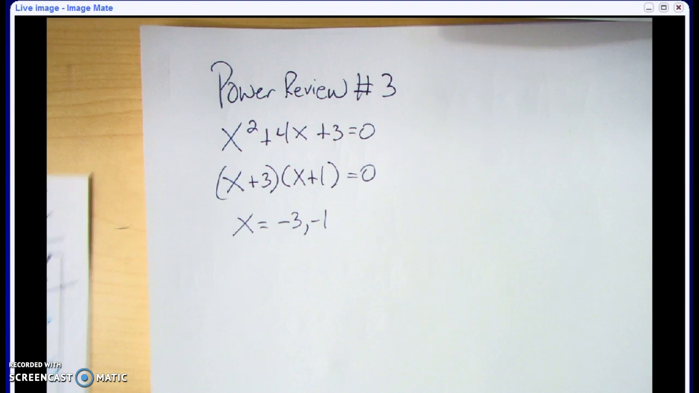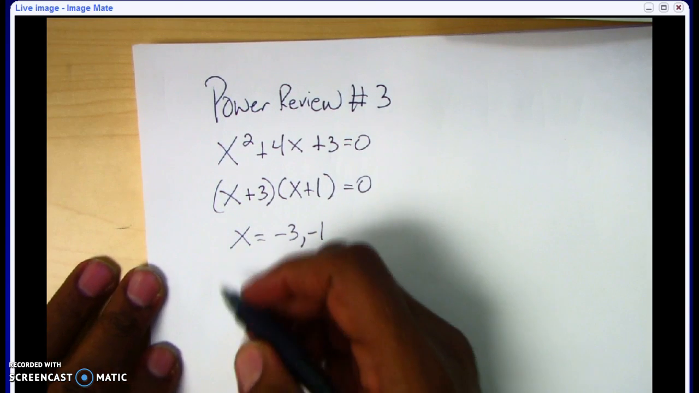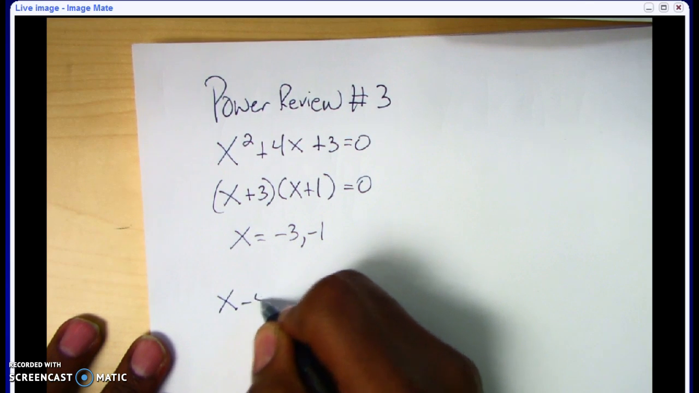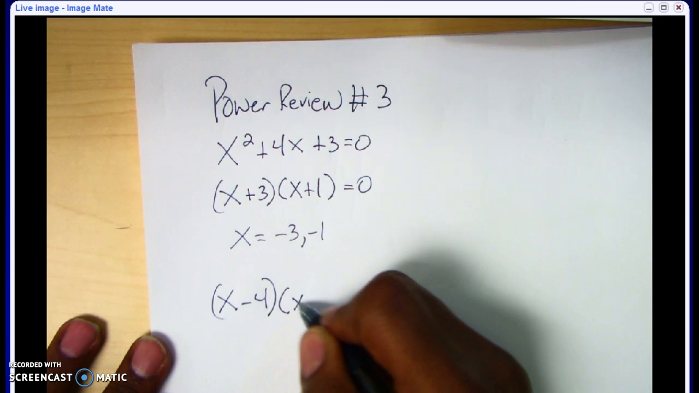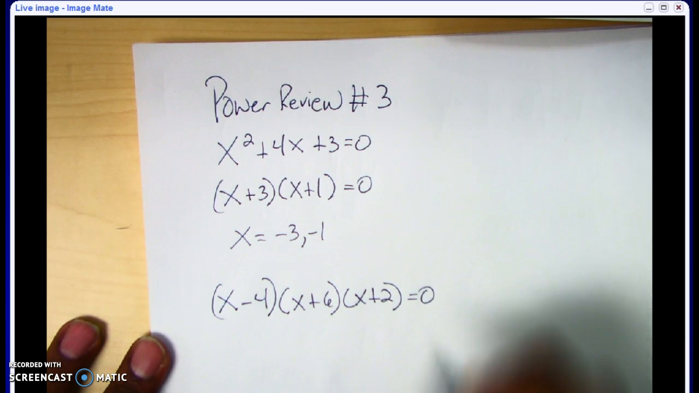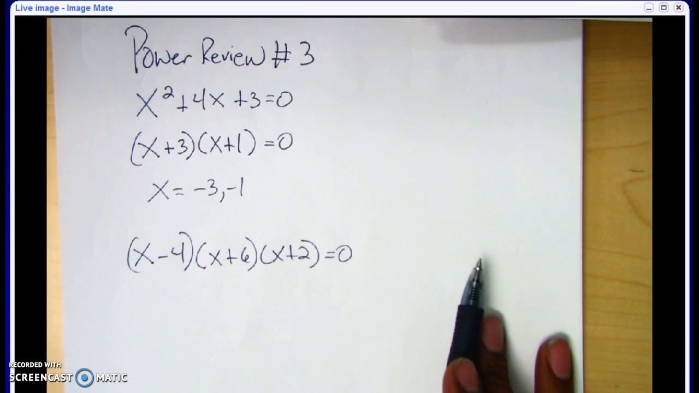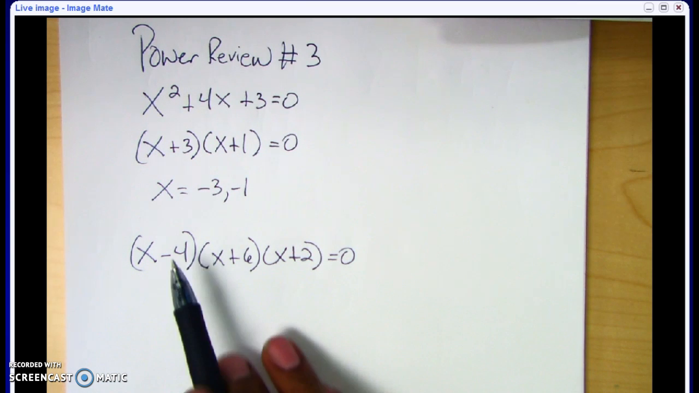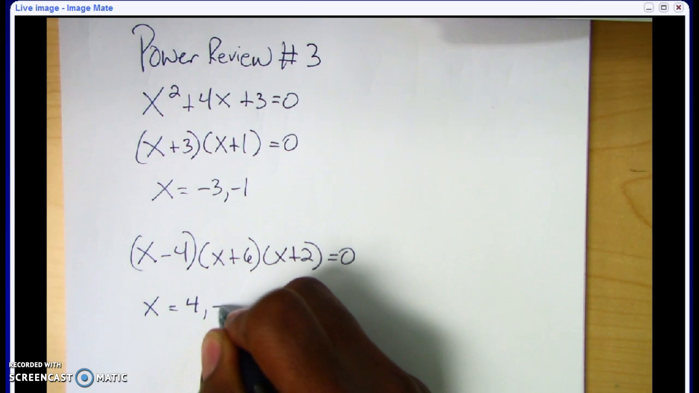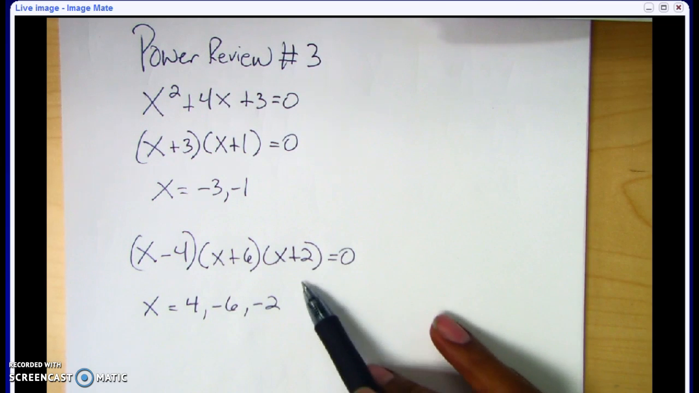In terms of zeros, keeping in line with what a zero is, suppose you had something like this: x minus 4 times x plus 6 times x plus 2 equal to 0. This has already been factored. This is obviously a cubic. You can tell that it's a cubic because you have 3 x's. And so my first zero would be at x equal to 4 and then -6 and then -2. The signs are going to be opposite of what the factors are.